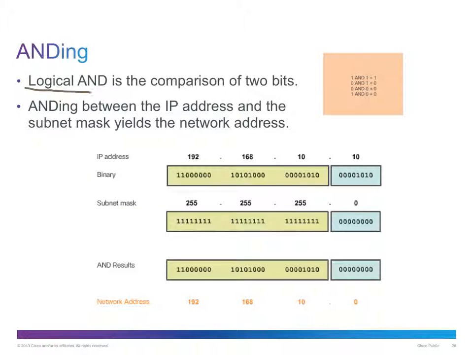So what the router does is a comparison between the two sets of bits. It's called ANDing.